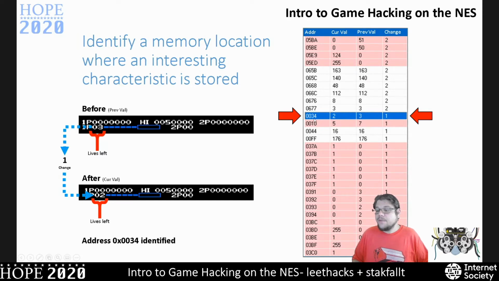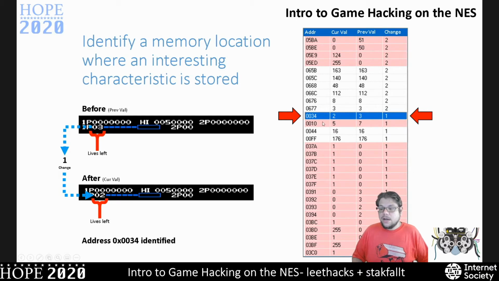But in this case, we've identified memory address 0034, and we can see that, in the time since we died, the value has gone from 3 to 2. So we're going to just kind of stick a pin in that and say, okay, this is probably an area of interest. We may also identify other addresses that have a similar sort of look and feel to it, and we may also want to potentially identify those and keep those on the back burner.